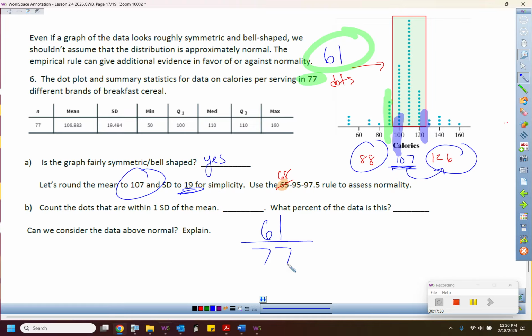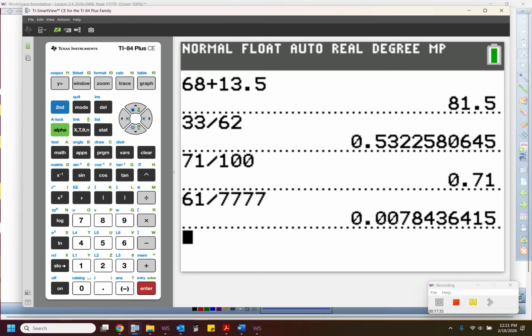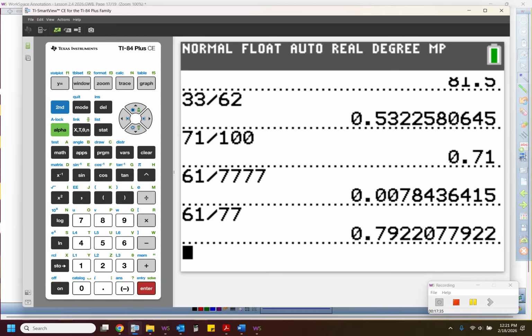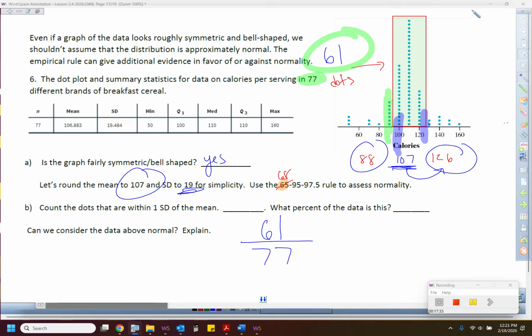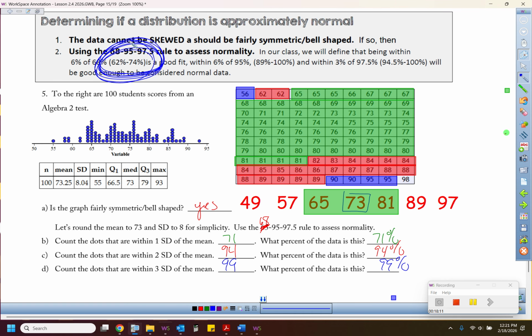61 divided by 77. What percent are within one standard deviation of the mean? My calculator is being silly. I agree with your number, 79%. Is that right? So 79% of the dots are within one standard deviation of the mean. Is 79% okay or not okay?